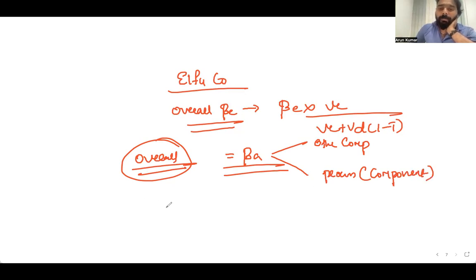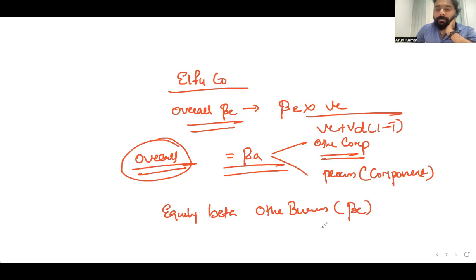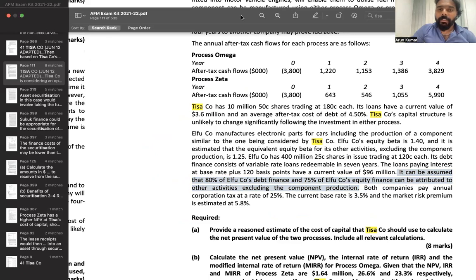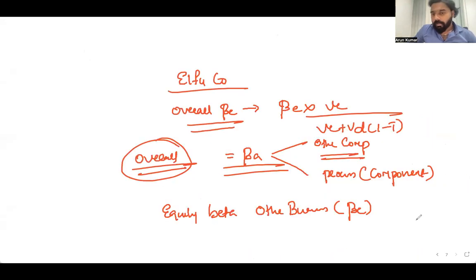Right. So apart from that, the company has even given the details of the equity beta of other business. They have given the equity beta of other business, and it is even specifically mentioned in the question what the proportion of equity and debt allocated for the other business should be. Directly it has been given to us. Look at the question here. They have given the capital structure that ELFU company has allocated for the other business component. See, so using this clue, we can find the information on business risk. Using that data, we can even find the business risk of other business.